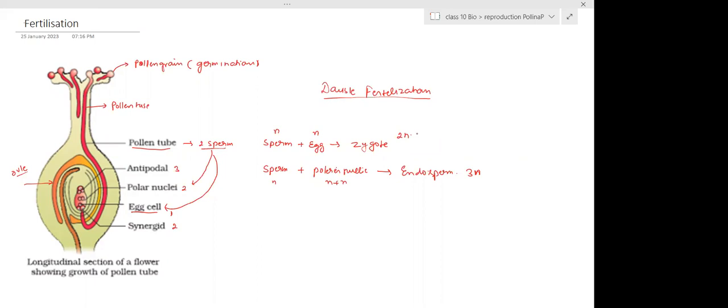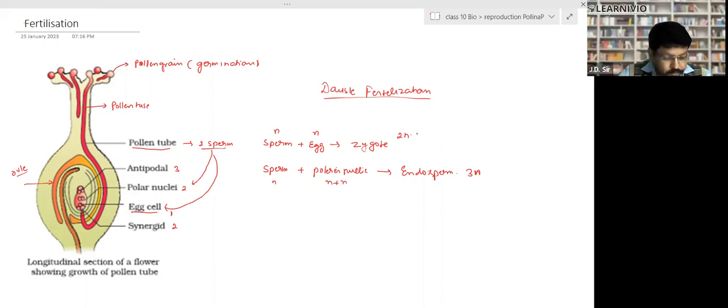Okay. So, put the heading Fertilization. After pollen falls on a stigma, the next step is fertilization.